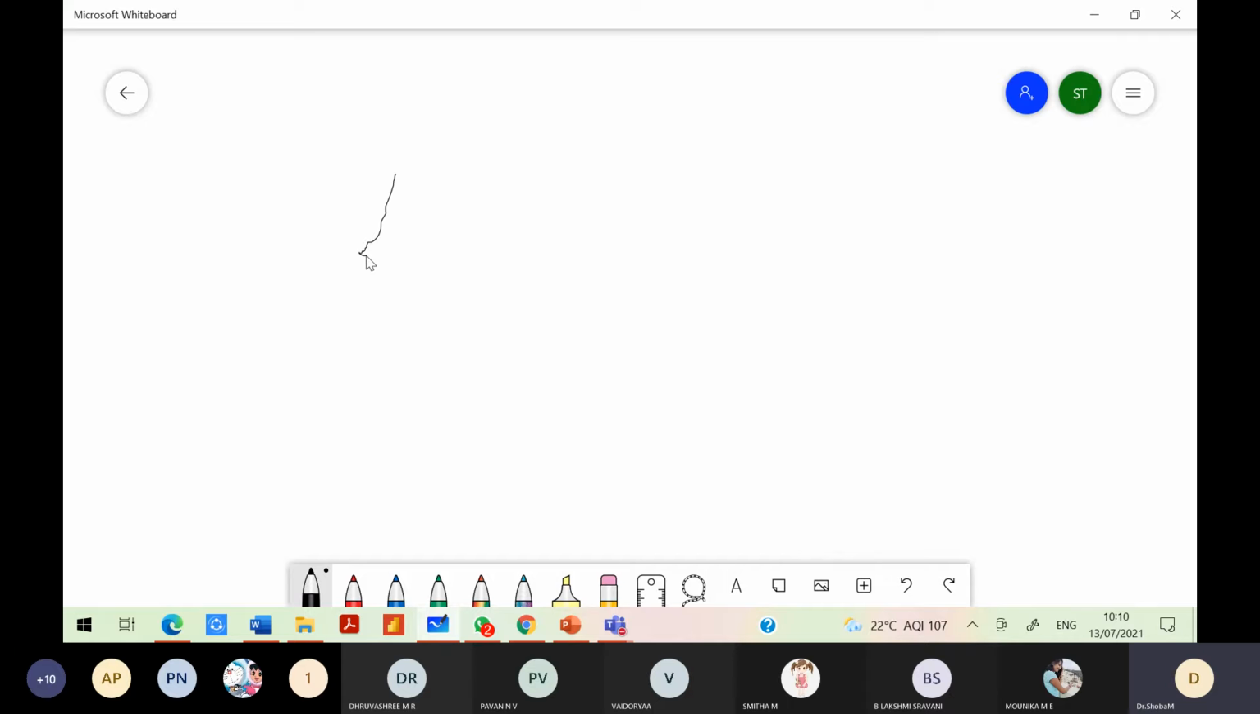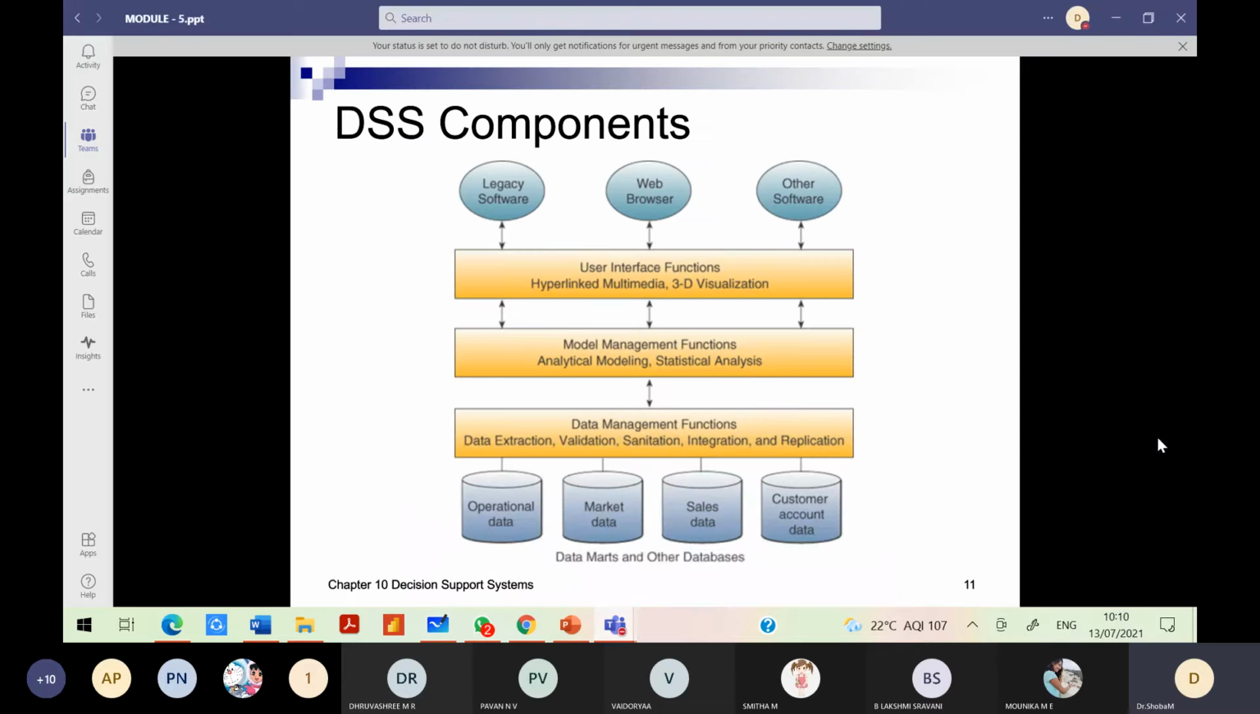Right. So it's important that business intelligence is an integral part of, in fact, the decision support system. Okay, so I think last class we had seen this particular thing, that is the DSS components.